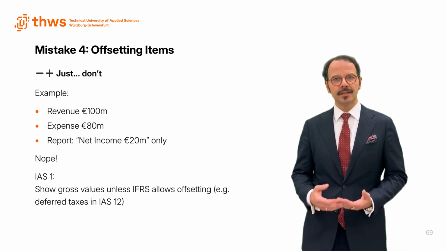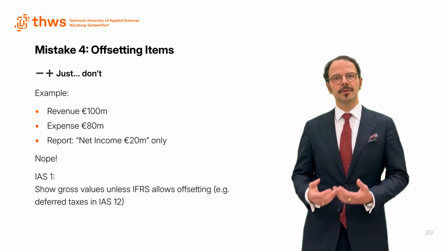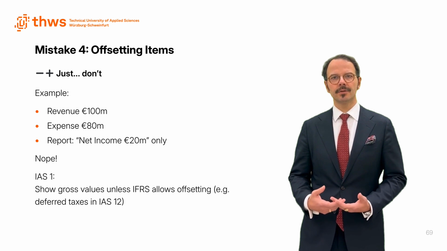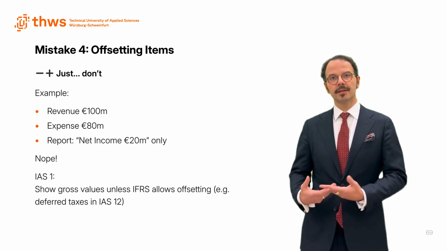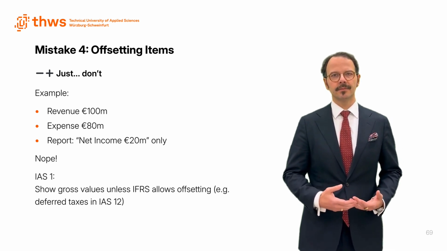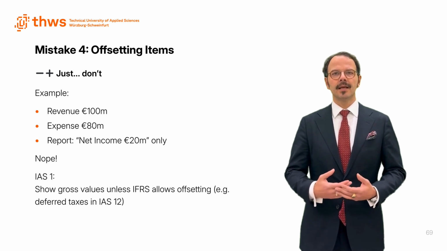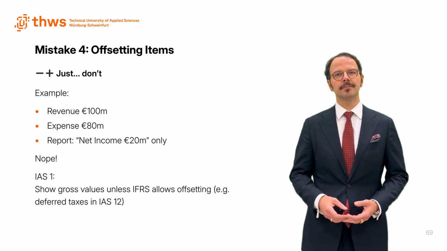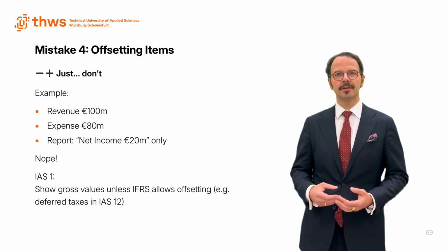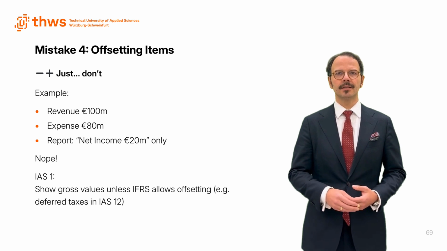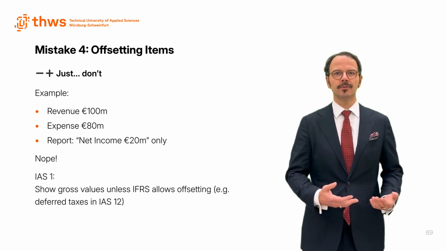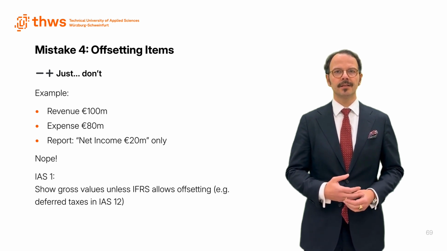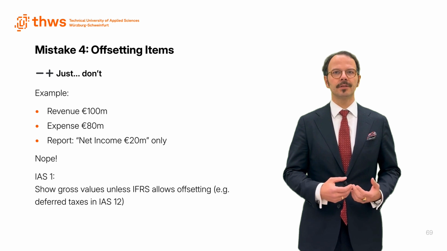Yes, the old "let's just net it off" approach. Example: revenue is $100 million, expenses are $80 million. So let's just report net income of $20 million and save space. Nice try. IAS 1: absolutely not. You must show the gross values, unless a specific IFRS standard says you can offset, like deferred taxes in IAS 12. Why? Because users need to see the scale of both income and expense to understand business dynamics and risk.